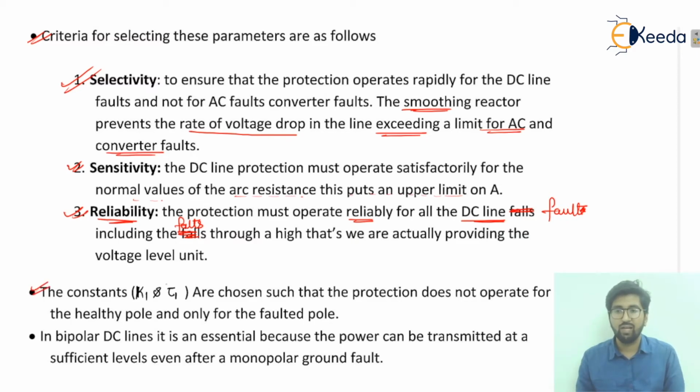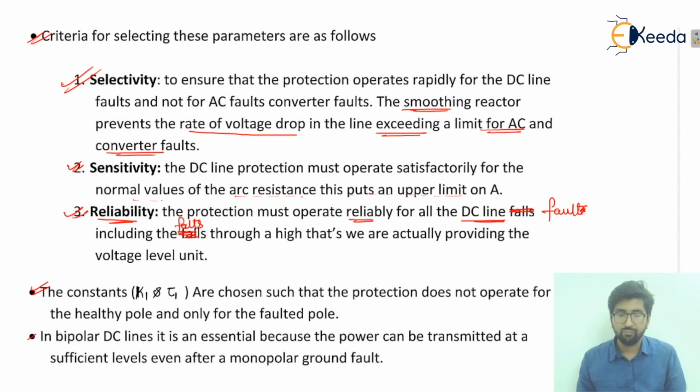Now, the constants K1 and tau1, which we have discussed in the two mathematical relations, are chosen such that the protection does not operate for the healthy pole, only for the faulted pole. The values are decided so that only the faulty sections are considered, not the healthy sections. If the fault current is limited at the faulty section, the fault current or voltage will not be transmitted to the healthy sections, which will remain in normal operating conditions.